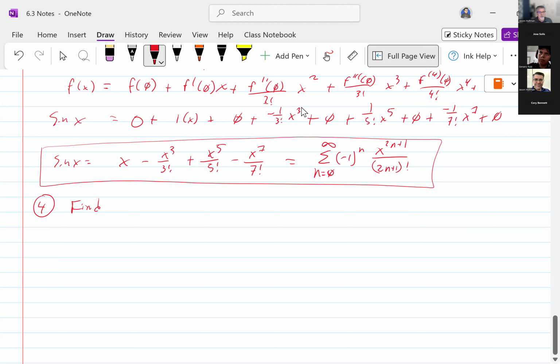Cosine. There you go, cosine. Yes, the derivative of sine is cosine. So what would happen if I just took the derivative of every term of sine? That should turn it into cosine. So let's find the Maclaurin series for cosine x. The derivative d/dx of sine x is equal to cosine x.